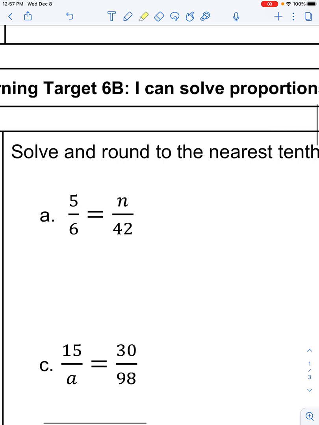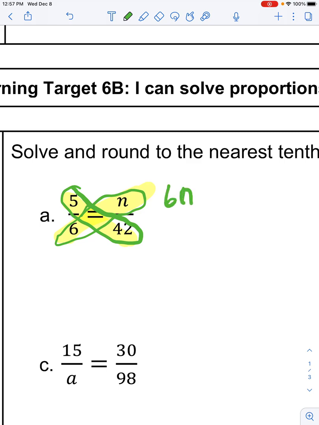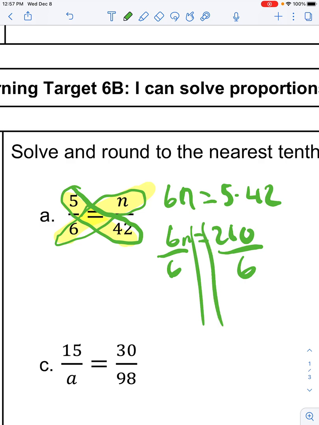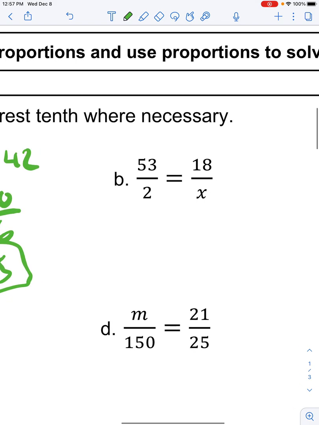We can solve proportions and use proportions to solve problems. So again, in this case, I'm going to cross multiply. So I'm going to multiply 6 times n, and I'm going to multiply 5 times 42. So 6 times n equals 5 times 42. That's going to be simplified to 210. So 6n equals 210. Divide by 6 on the left side and on the right side. And n is going to equal 35.